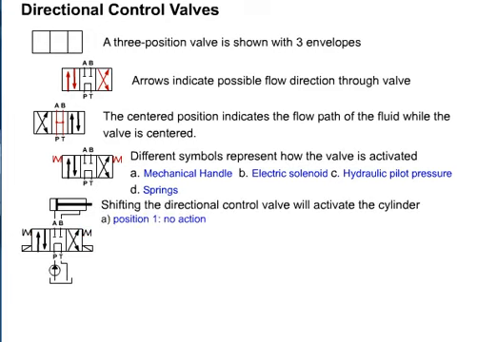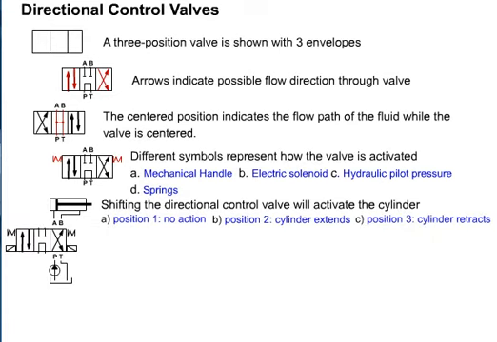In position 1 or centered, fluid flows from the pump through the valve to the tank. This is a tandem center. When we shift the valve to position 2, fluid now flows from P to A, extending the cylinder. Shifting to position 3 shows flow now from P to B, and from A to T, and the cylinder retracts.